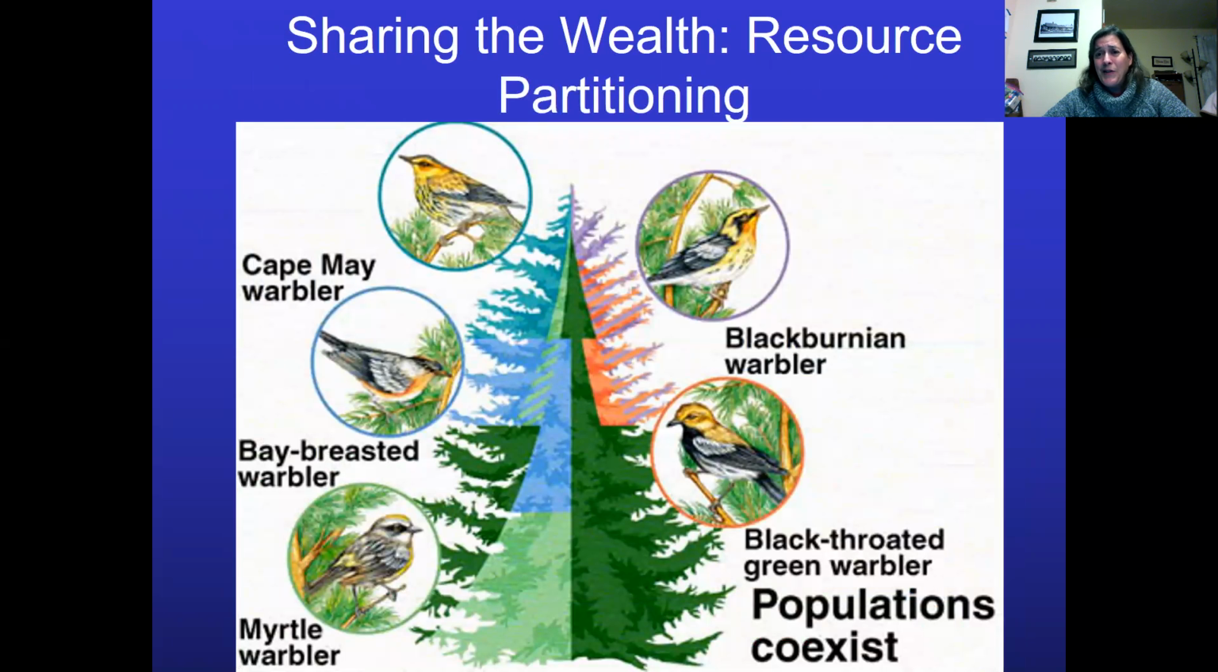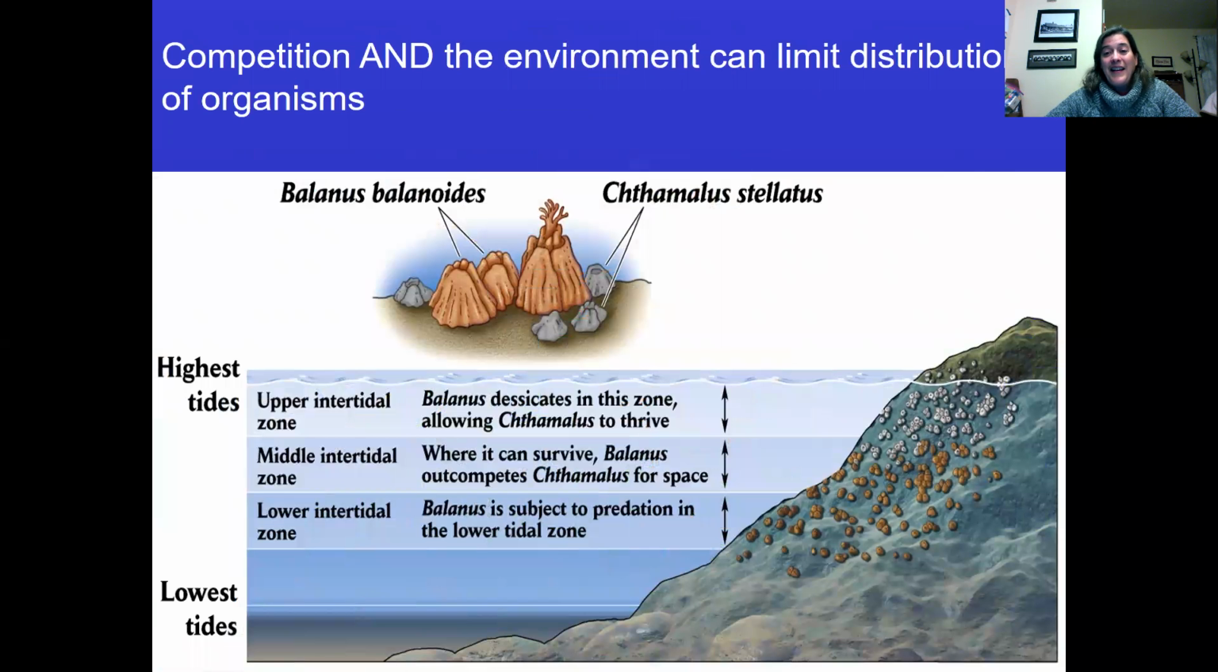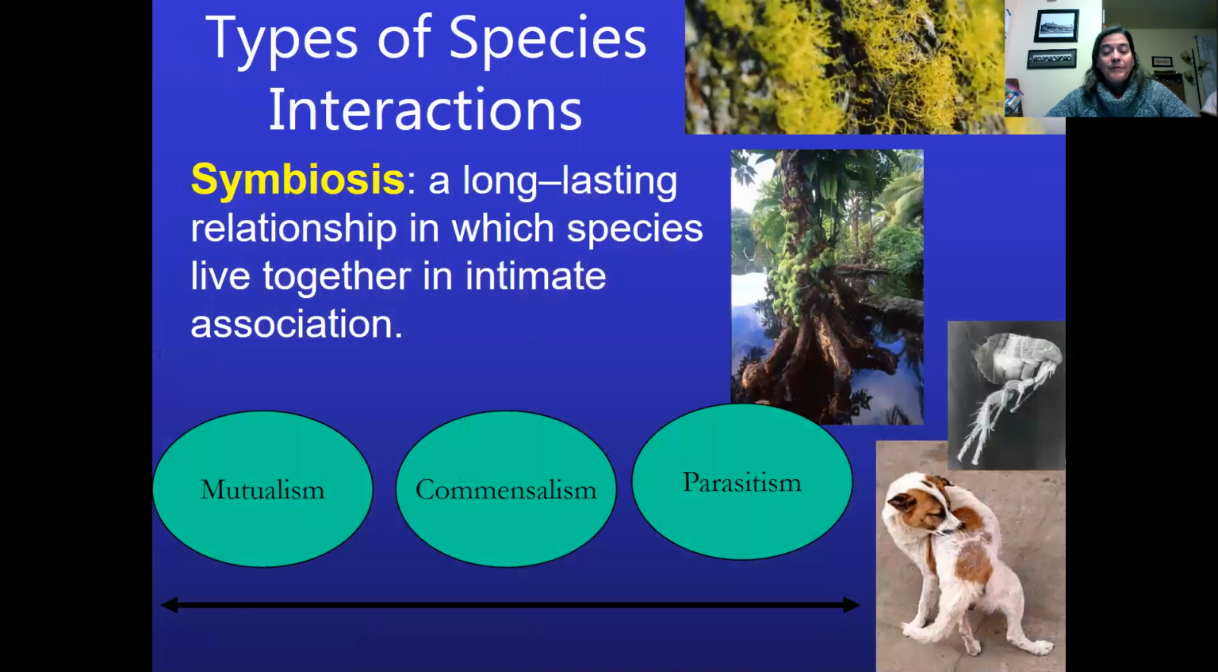This is a really strange picture, but I guess the warblers will actually occupy different parts of a tree, and that's kind of amazing to me. Competition and the environment can also limit distribution. So you think of intertidal zones, you will have certain species have to live above the high tide mark, other species will live in that intertidal mark, and then other species have to be below water all the time. So that's another way that you can actually kind of partition who lives where.